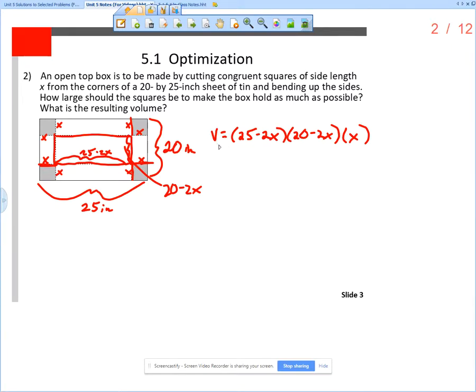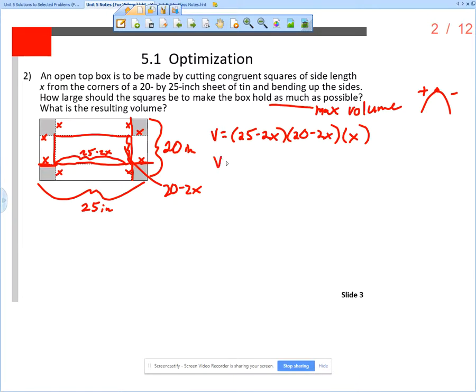Now this is what we want to find. It says how large should the squares be to make the box hold as much as possible. So what does that mean? We're looking for the maximum volume, right? So now we have our equation here. We want to find at what value of x V achieves its maximum. So what we want to do is take the derivative of V and then find out where it changes from positive to negative, right? Remember, maximum would be positive derivative to negative derivative.